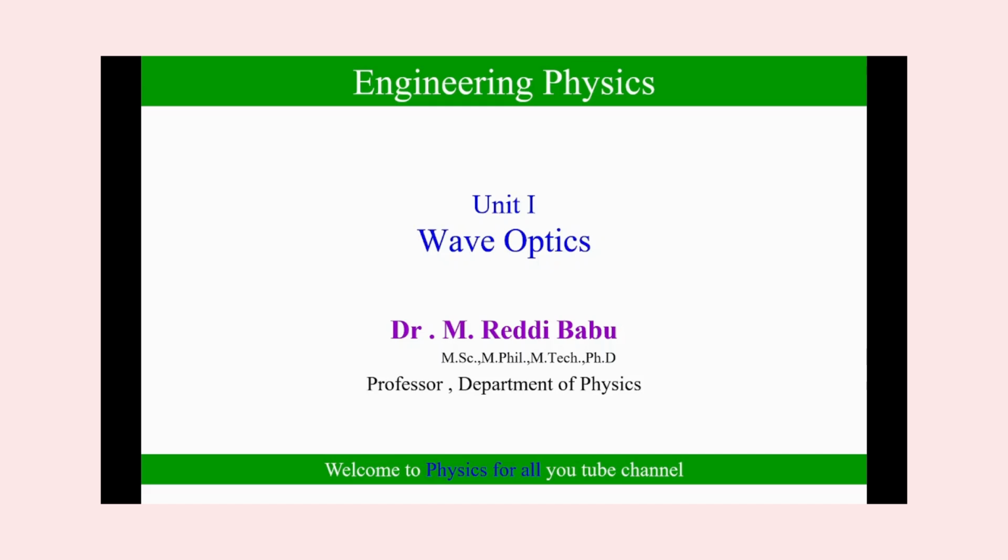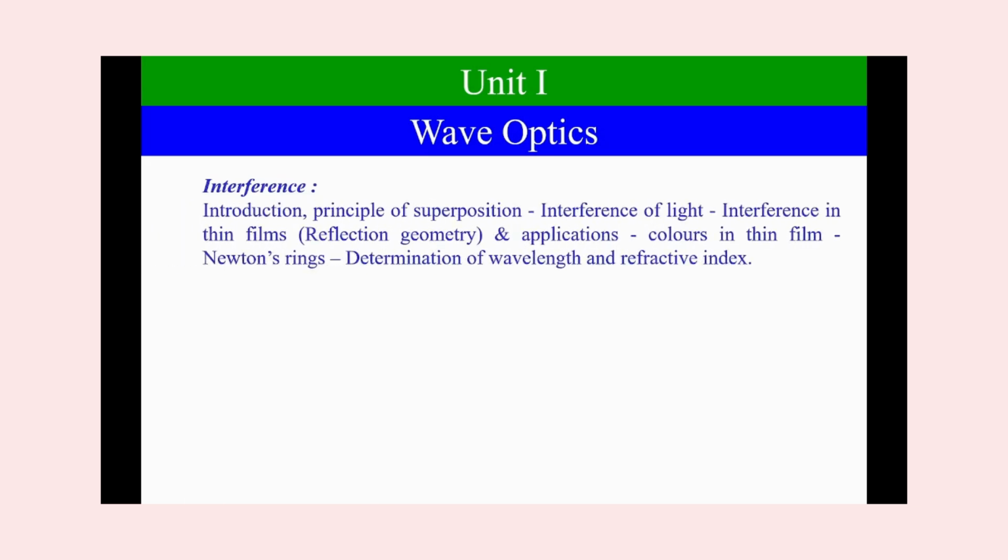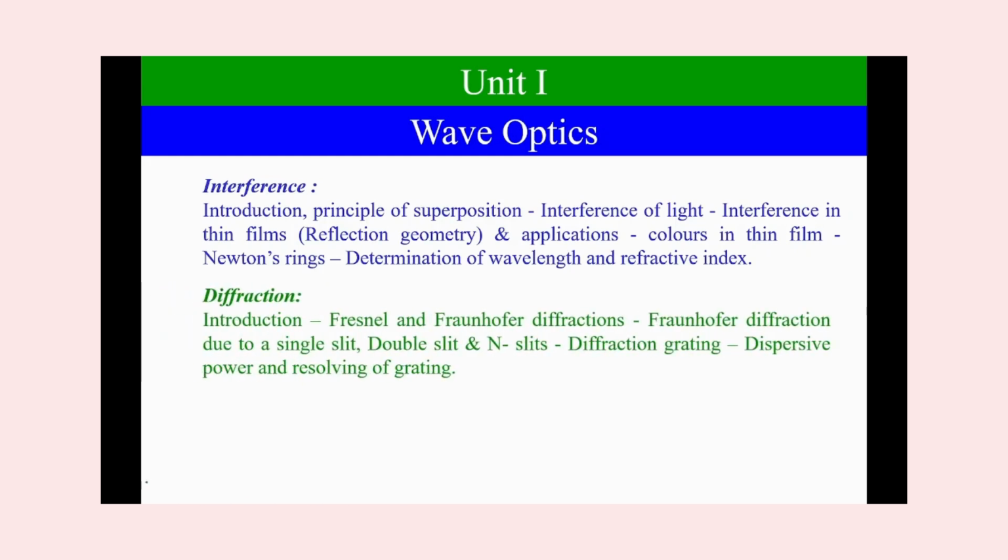I am Dr. Reddy Babu. I am going to teach the engineering physics syllabus related to first-year BTech engineering students. In the engineering physics syllabus, we have 5 units. The name of the first unit is wave optics. In this wave optics unit, there are 3 sub-chapters: interference, diffraction and polarization. These are the various topics of interference, diffraction and polarization.